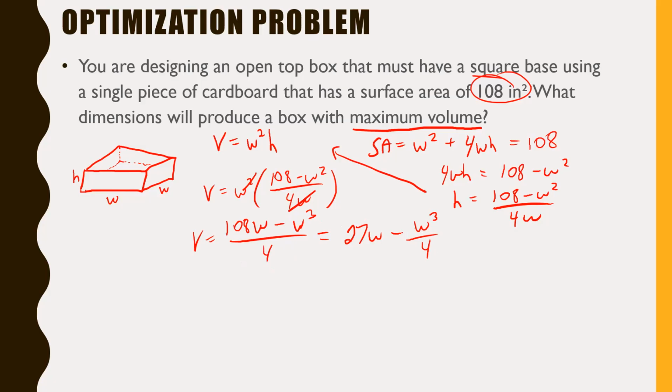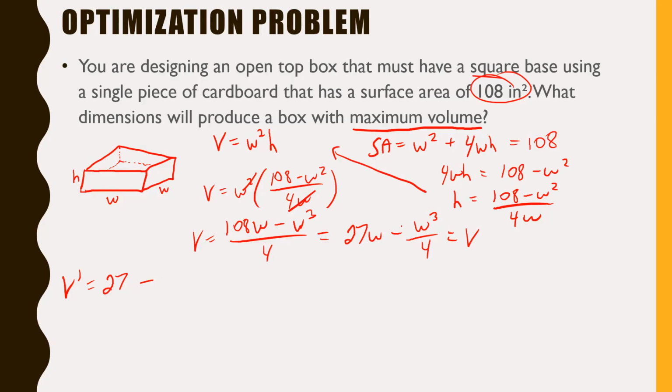So finally, I'm at a point now where I feel comfortable. I can take the derivative of this expression right here. So I'll just do this way over here on the left side. We'll call it V prime equals the derivative of 27W, which is just 27, minus the derivative of W cubed over 4.